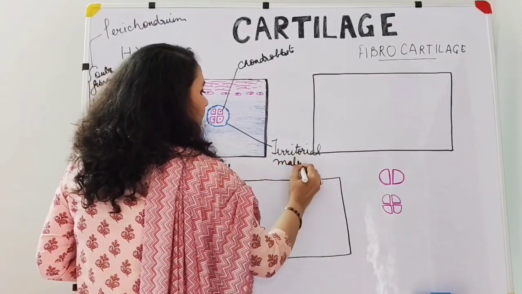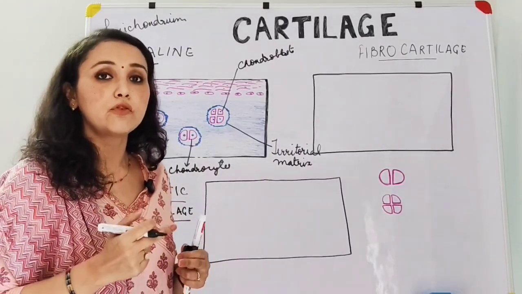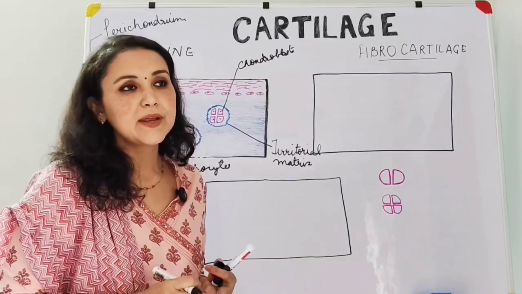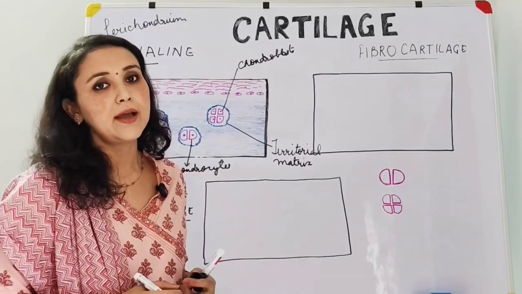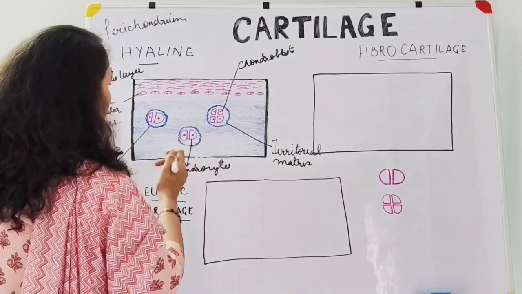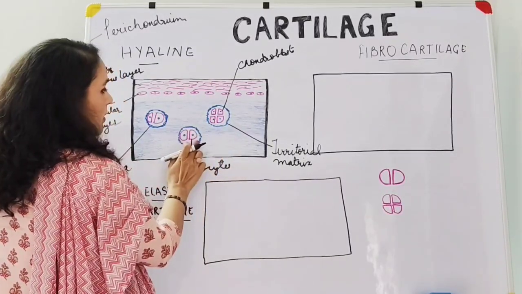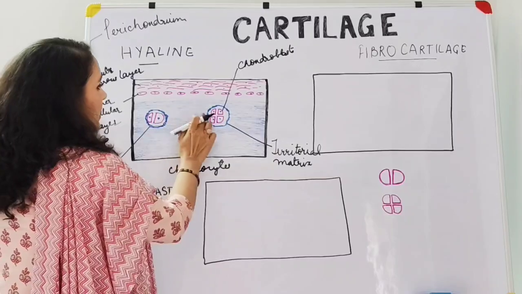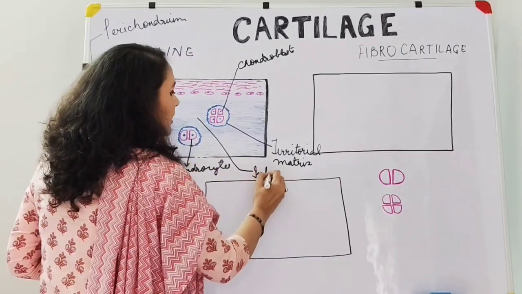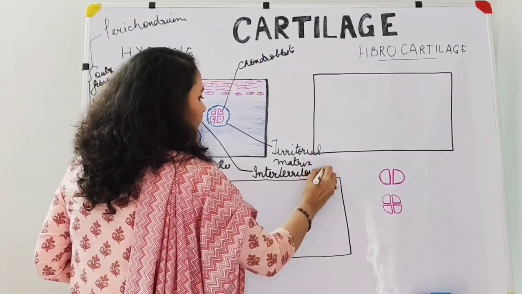There are so many things in case of hyaline cartilage, and that is why you are frequently asked to draw the histology of maybe trachea where it is present, or the histological picture of hyaline cartilage. So if you draw all these features, you will really fetch good marks. So this is the territorial matrix, and this is a territorial matrix, and the matrix in between them is known as interterritorial matrix.